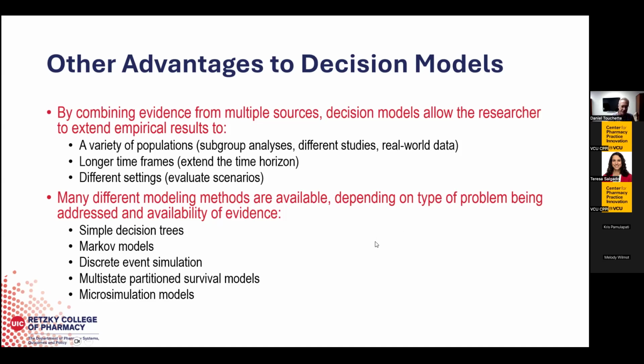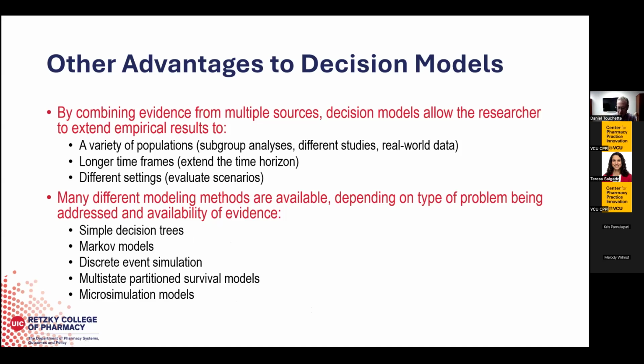So there are simple decision trees, Markov models, discrete event simulation, multi-state partition survival models, microsimulation models. Each of these model things in a slightly different way to overcome some of the limitations and some of the issues that we might encounter with the types of data that we have. So the two most common are probably simple decision trees and Markov models.